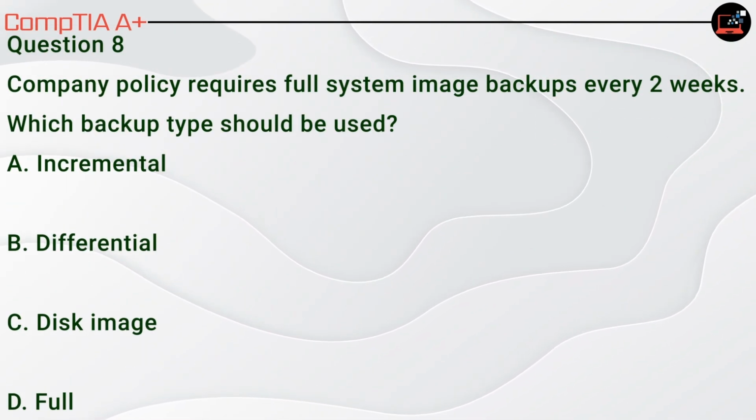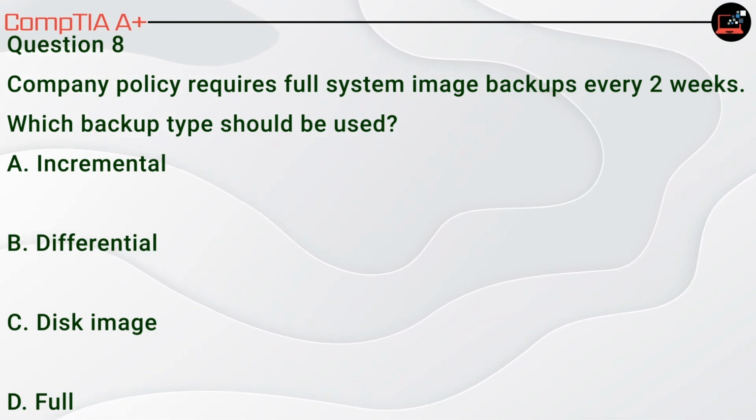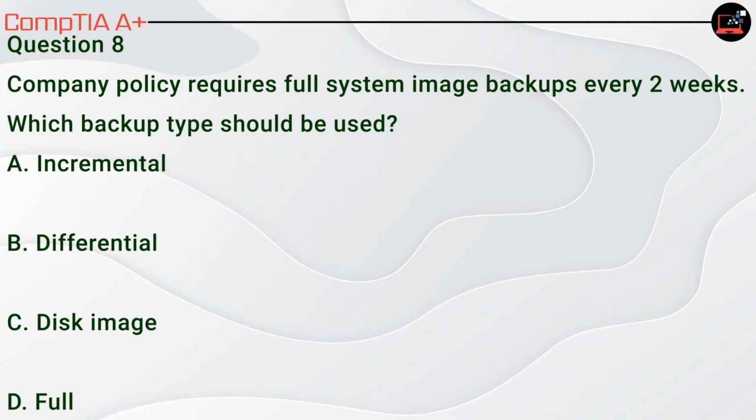Question 8. Company policy requires full system image backups every 2 weeks. Which backup type should be used? A. Incremental, B. Differential, C. Disk image, D. Full.